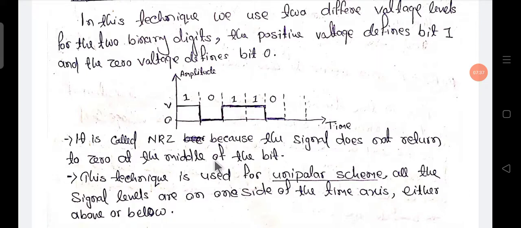That means there are two bits, 1 and 0. In the middle, the signal is non-zero, meaning the signal does not return to 0.